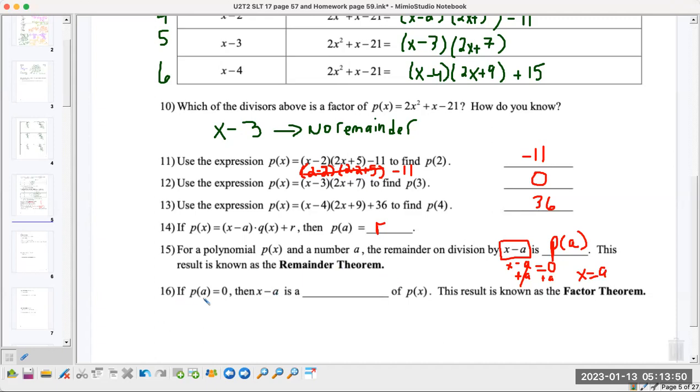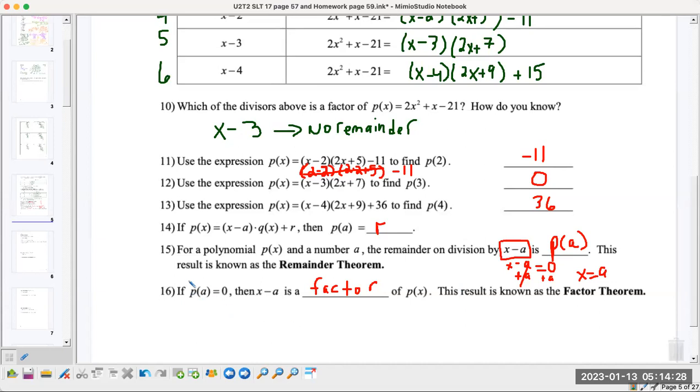Okay, if p of a equals 0, then x minus a is a factor of p of x. Okay, just like we got in number 12. We found out that x minus 3 is a factor of the quotient p of x, 2x squared plus x minus 21, because we had no remainder. Okay. This result is known as the factor theorem.